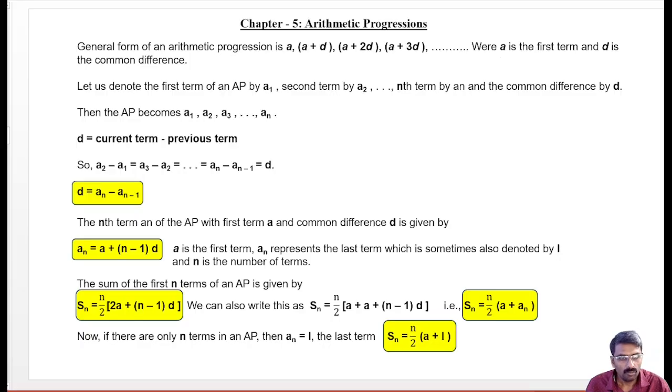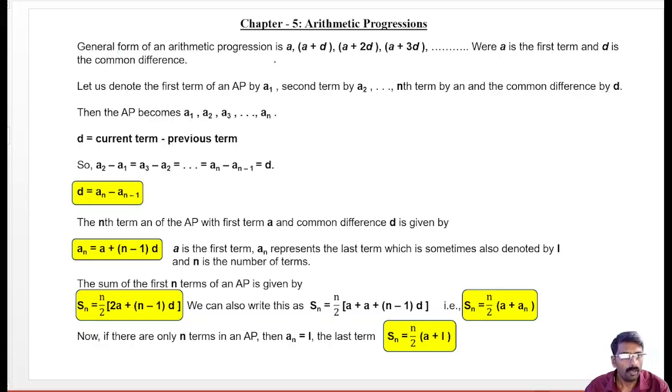Today we would continue with arithmetic progression. It is a topic from NCERT syllabus for 10th grade. We would move on to exercise. Before we move on to exercise 4, we would just go through the formulas once again.